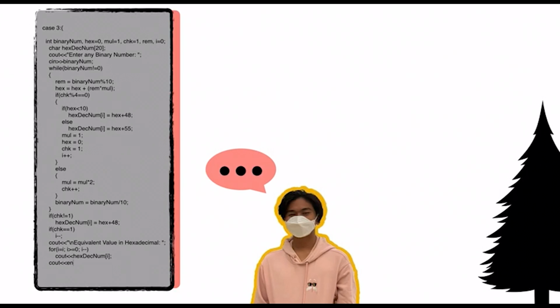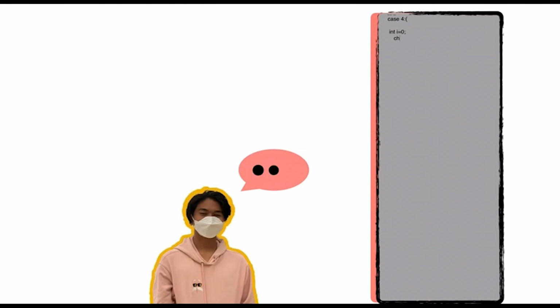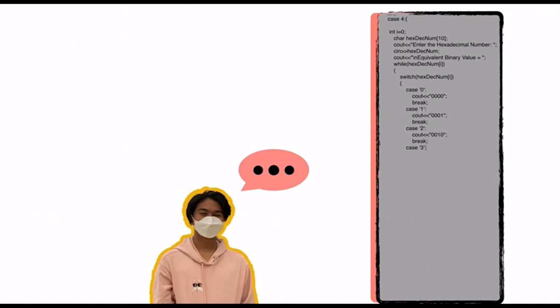Next, I'm going to talk about case 4, and that is a calculator that can change a hexadecimal number into a binary number. First, we put cout for the hexadecimal number and then cin the hexadecimal number. Then, we put the formula into the procedure code and the user will have to enter any hexadecimal number in the programming code.